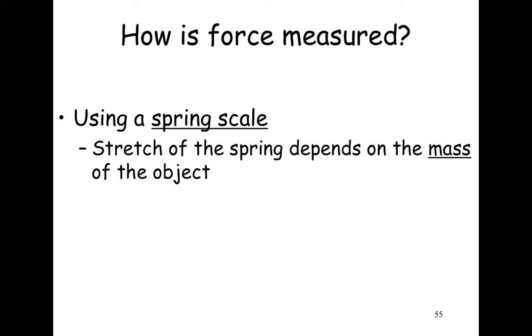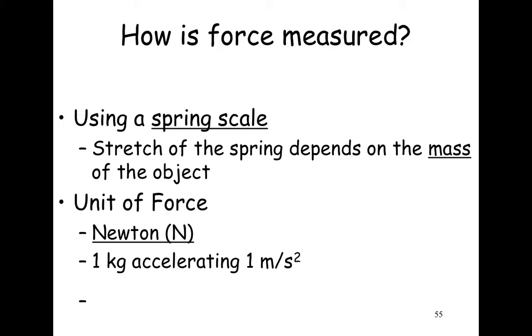Basically, how far the spring stretches depends on the mass of the object, so we can actually measure the force that object is exerting. The unit of force is a newton, and a newton is described as 1 kilogram accelerating at the rate of 1 meter per second squared. So here's the equivalency. 1 newton, abbreviated with a capital N, equals a kilogram times meters divided by seconds squared. Basically, what you just need to remember is that in order for us to get force in newtons, we have to have our mass in kilograms and our acceleration has to be in meters per second squared.